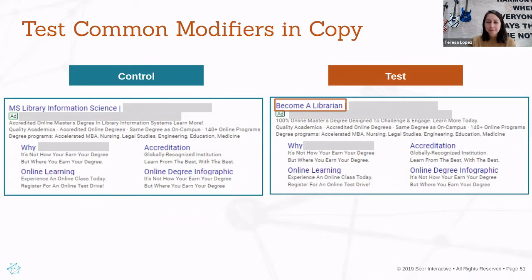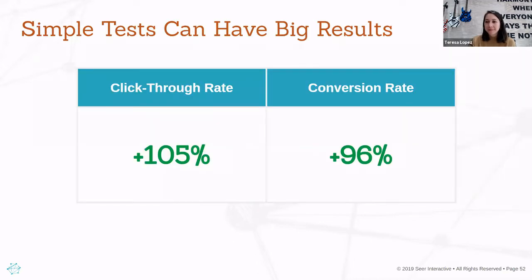We changed headline 1 from what I showed you at the beginning, "MS in Library Information Science," which was literally just pulled off the landing page. I made a lot of assumptions as to why this would be a good headline for ad copy, and I'm sure a lot of you are doing this exact same thing. I've been guilty of it for my entire paid search life. We just switched it to "Become a Librarian." Super simple, and this had huge results. It's crazy how big the results were.